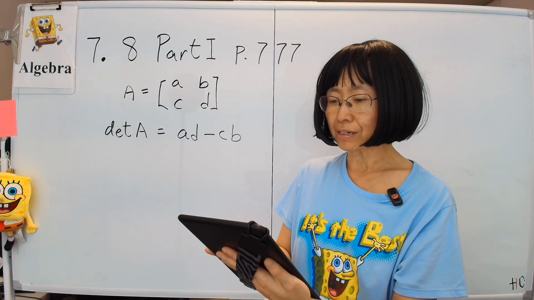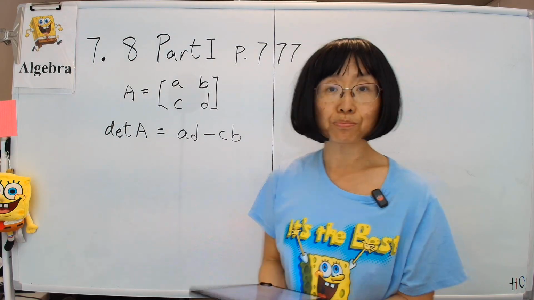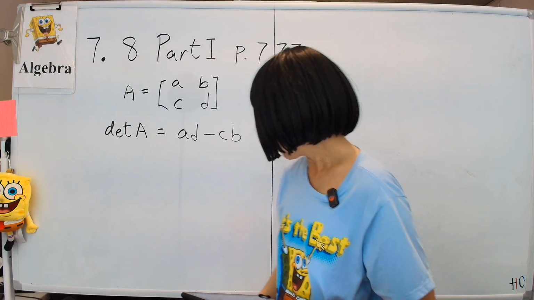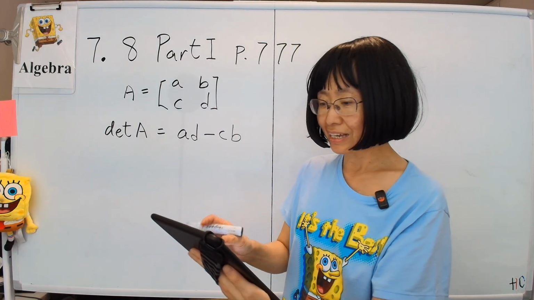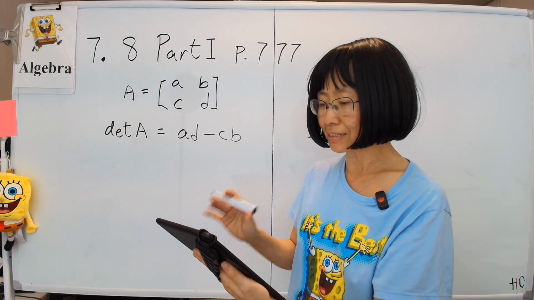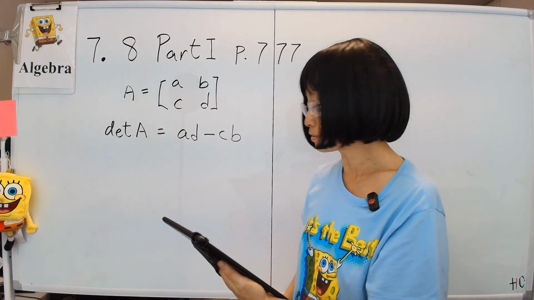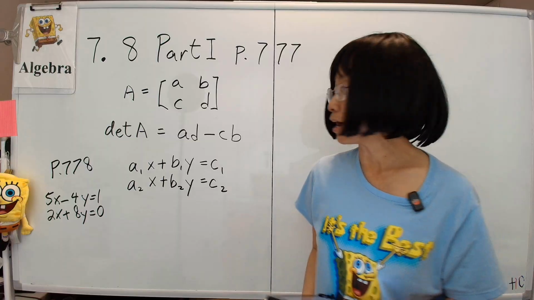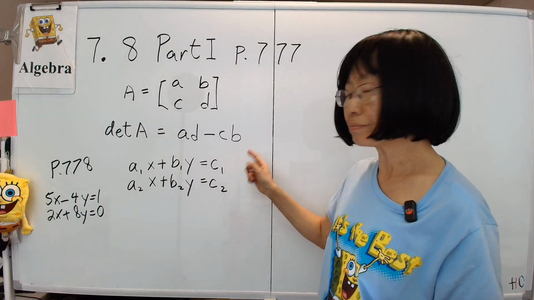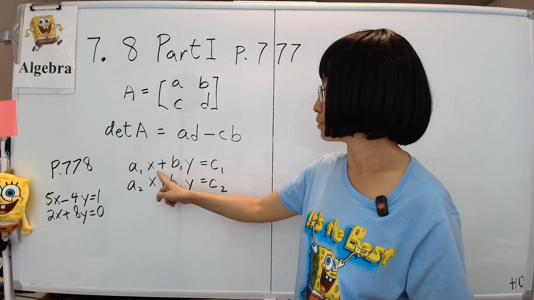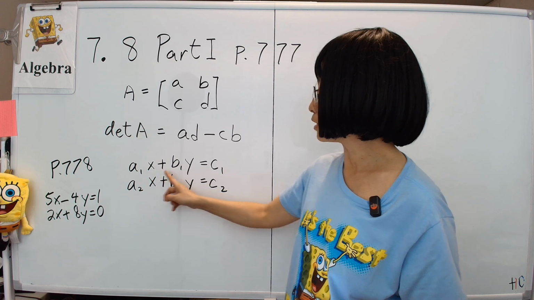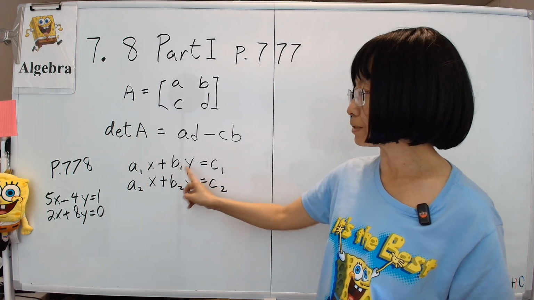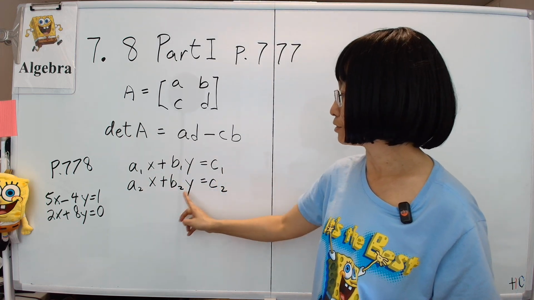So the next thing we're going to do is prove Cramer's rule. We don't do that much proving in here most of the time, but this time we're actually going to prove it. So let me write this down. Right now we have a system of equations with two variables, x and y, and they're being multiplied by numbers called a1, b1, c1, and a2, b2, c2.